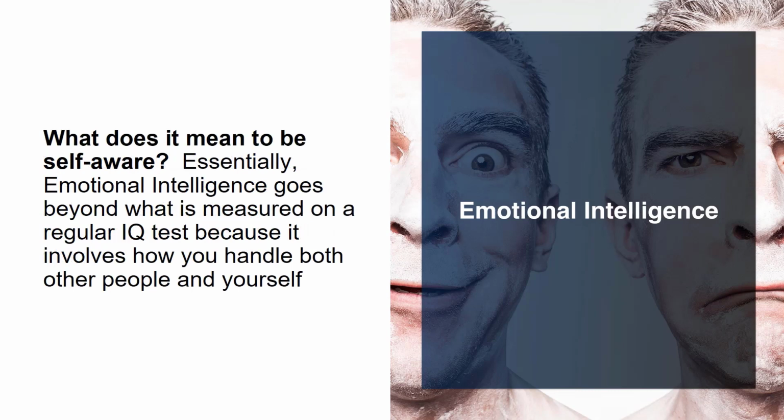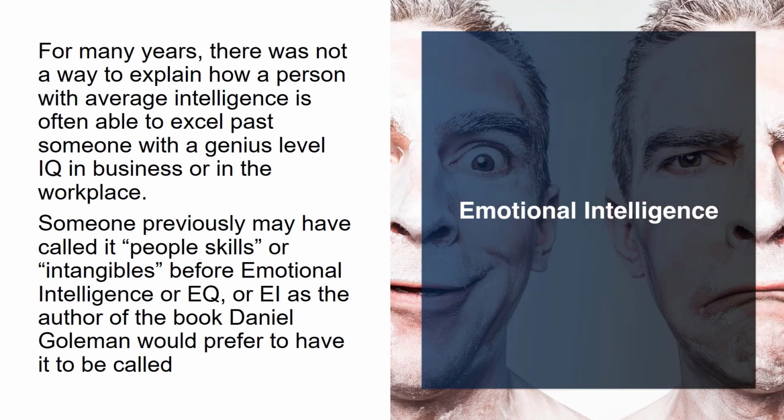Essentially, emotional intelligence goes beyond what is measured on a regular IQ test because it involves how you handle both other people and yourself. For many years, there was not a way to explain how a person with average intelligence is often able to excel past someone with a genius-level IQ in business or in the workplace. Someone previously may have called it people skills or intangibles before emotional intelligence, or EQ, or EI as the author of the book, Daniel Goleman, would prefer to have it called.